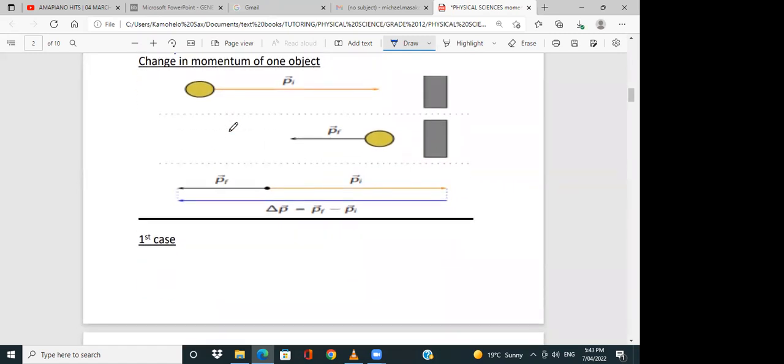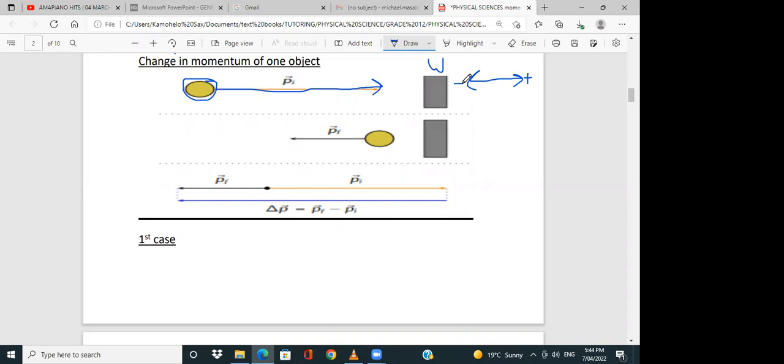Now, the first case, a single object. This ball of ours, our yellow ball here, is moving towards a wall. Let's call this block of ours here W, W for wall. It's moving towards this wall. Now, let's choose a direction first. While it's moving towards the wall, we're going to have a positive direction, guys. And then away from the wall, it's a negative direction.